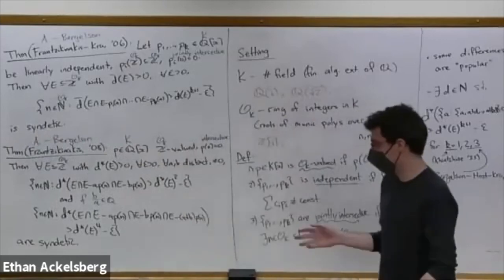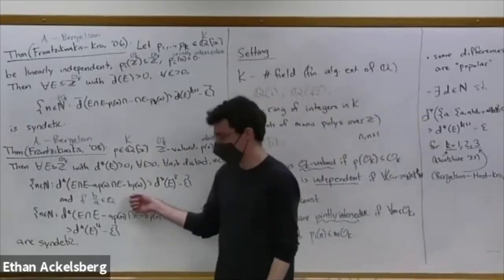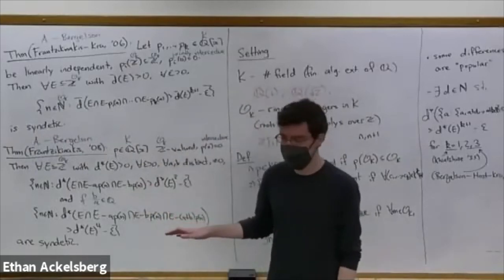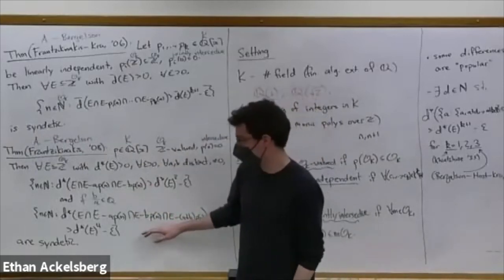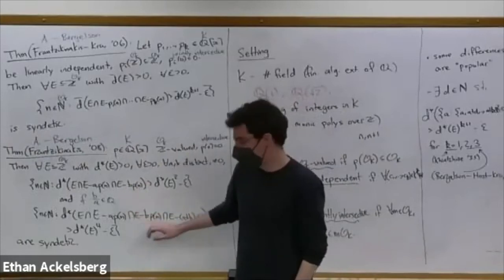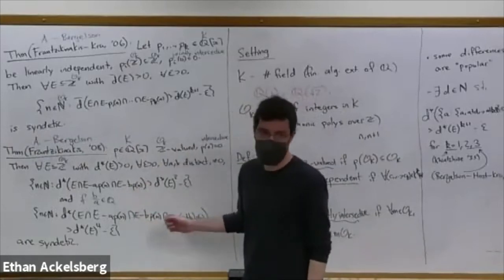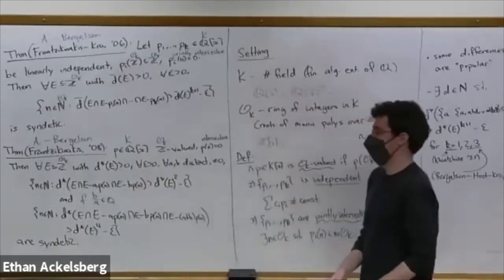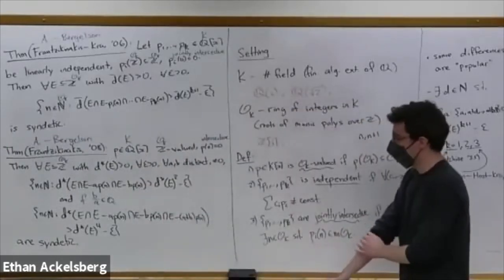Our conjecture comes from some things that have been done in a finite field setting, again about popular differences, that suggest that for general A and B, this result should be false. I was surprised by it, but there are some results in the finite setting.